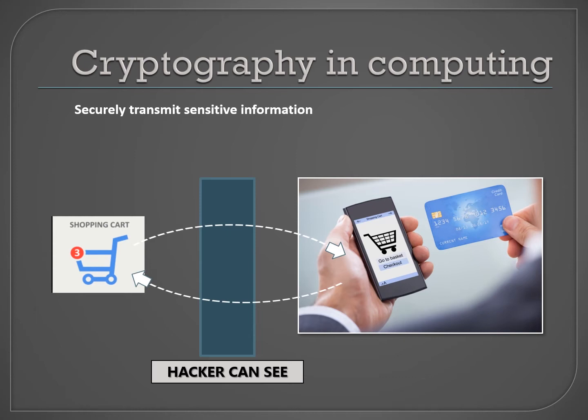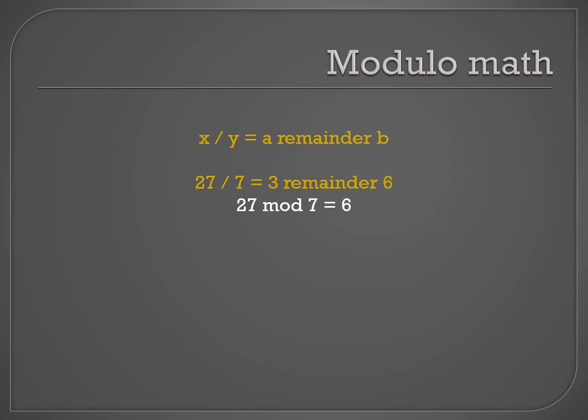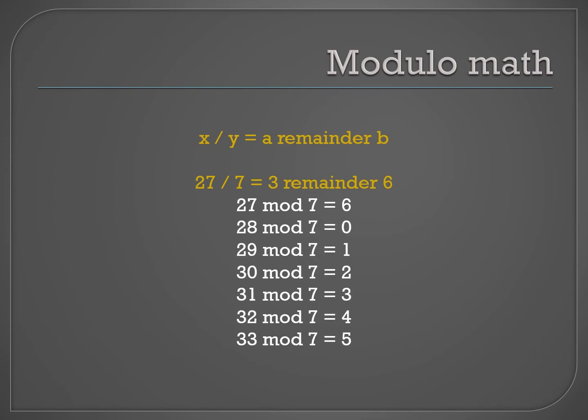So first, let's do a little refresher on modulo math. Recall that if you divide x by y, you might end up with an integer a and then a remainder of b. So for example, 27 divided by 7 equals 3, remainder 6, because 7 times 3 is 21. So you have a remainder of 6. So we say that 27 mod 7 is 6.